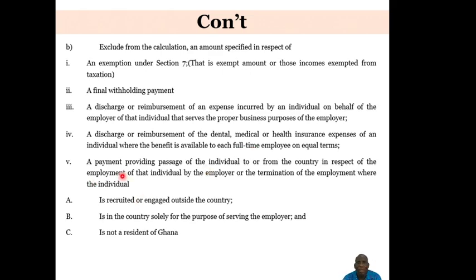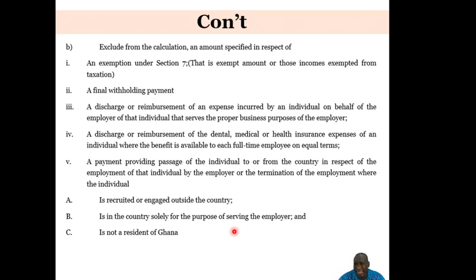Then number 5, a payment providing passage of the individual to or from the country in respect of the employment of that individual by the employer, or the termination of the employment where the individual is recruited or engaged outside the country, is in the country solely for the purpose of serving the employer, and is not a resident of Ghana. So here what they are saying is that if I'm a non-resident, but I've been employed by an organization, and being a non-resident, it will mean that I was not in the country at the time I'm being recruited. So I have to now pack my things from that country and come to Ghana and come and work.